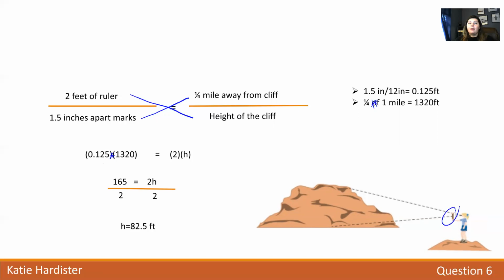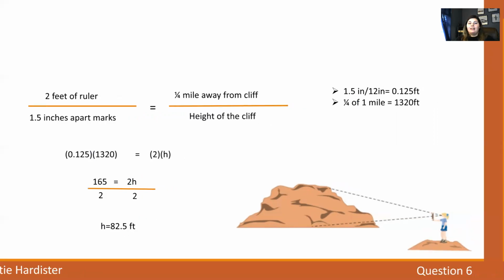So then I want to separate, of course, the h from the 2. So I would divide 2h by 2, and that's going to cross that out. And then I'm left with 165 divided by 2, which would equal the height of my mountain here is 82 feet. I'm sorry, 82.5 feet. And that would be the height.